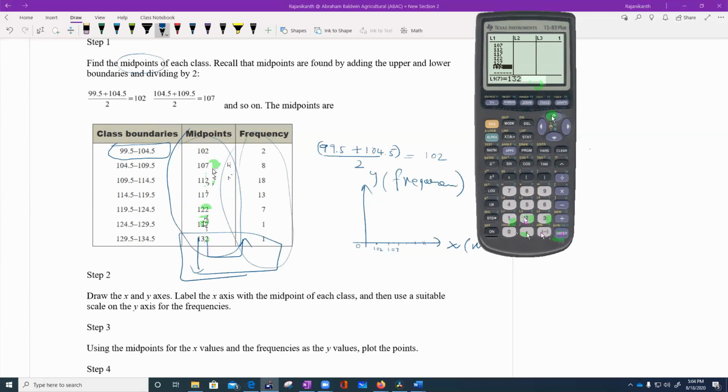Correct. Okay, good. So now move to the L2 column. You have to type all the frequencies, right? 2, 8, 18, 13, 7, 1, 1. Okay, that's it. So now try to graph this. You see now you are getting the frequency polygon.